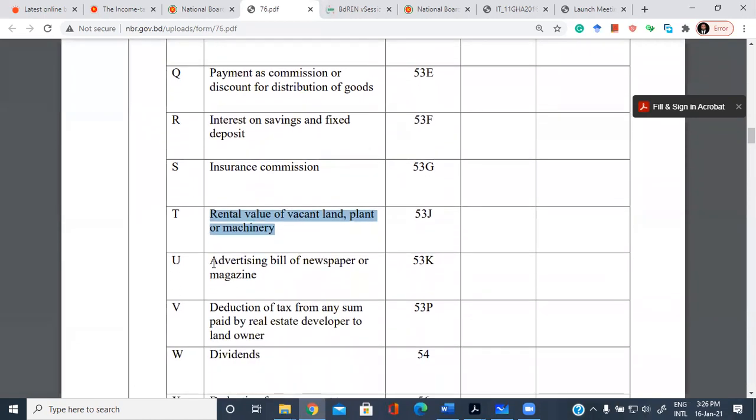Okay, and you see also the companies spend a good amount of money for making advertising, and from that expenditure they are responsible for making TDS.